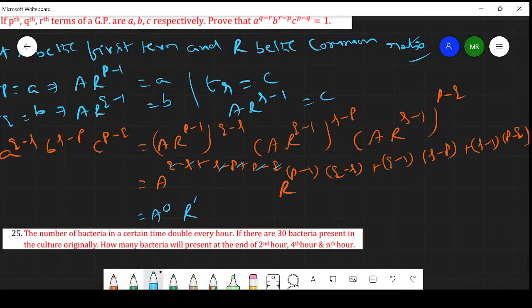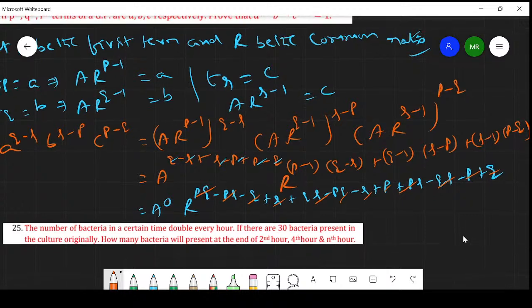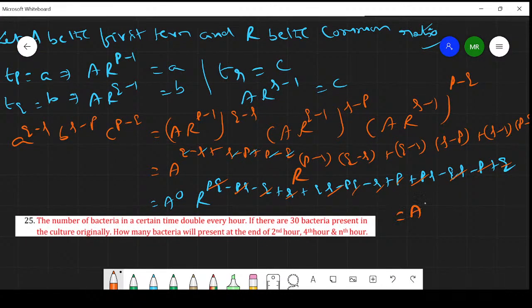Expand the powers of R: you will get pq minus pr minus q plus r, plus qr minus pq minus r plus p, plus pr minus qr minus p plus q. Everything will get cancelled here. So you get A power 0 into R power 0, but we know that 1 into 1, your answer is 1.